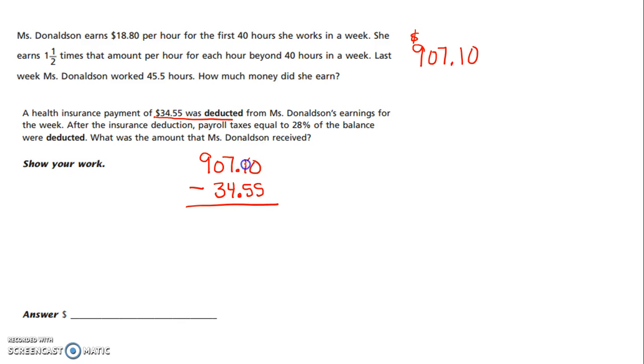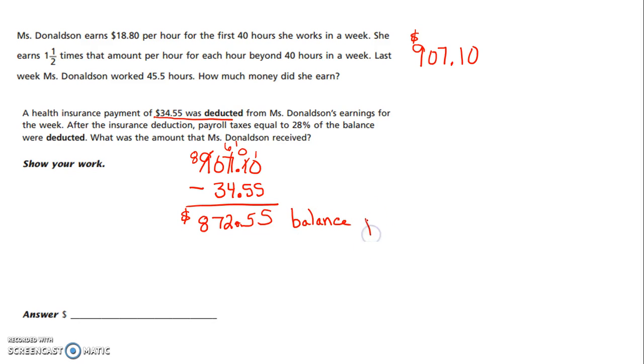Okay, so let's borrow. That becomes a 0. That's a 10. 10 minus 5 is 5. Can't take 5 from 0. 7, take 1 away from 7. That's a 6. That's a 10. 10 minus 5 is 5. 6 minus 4 is 2. That becomes an 8. That's a 10. 10 minus 3 is 7. So 872.55. This is her balance that she would be bringing home.